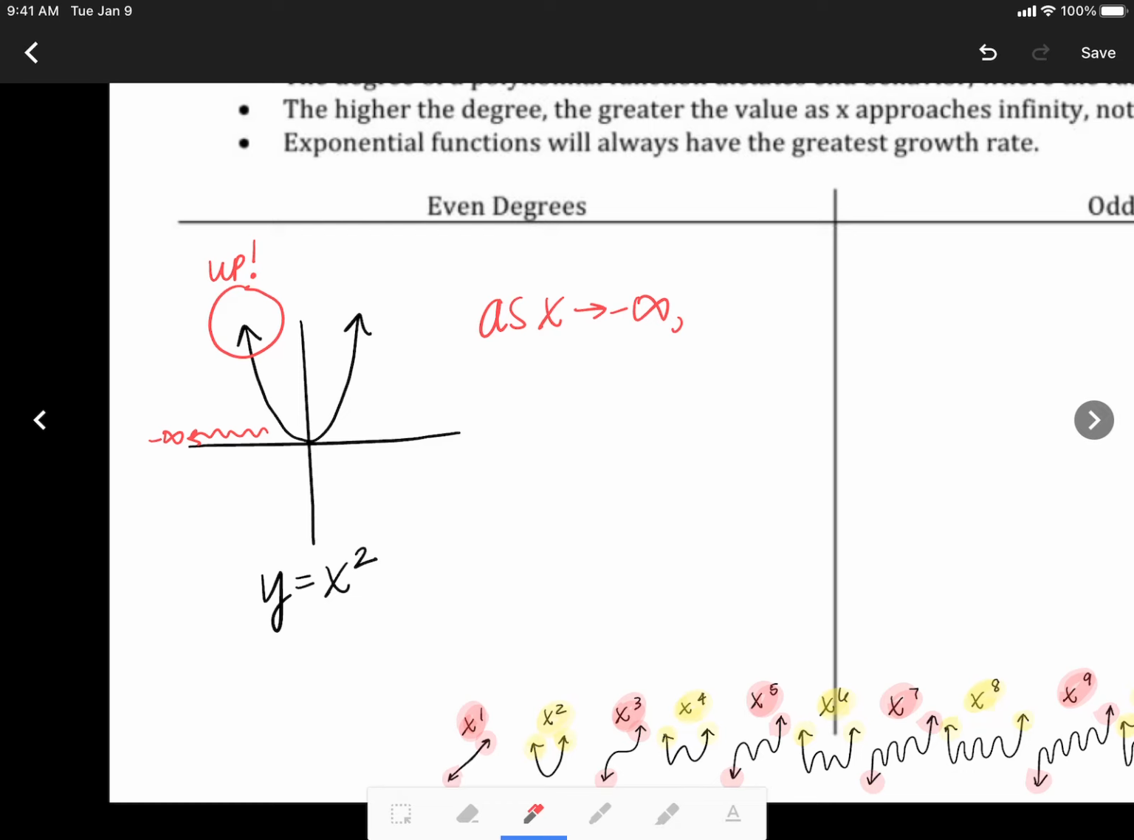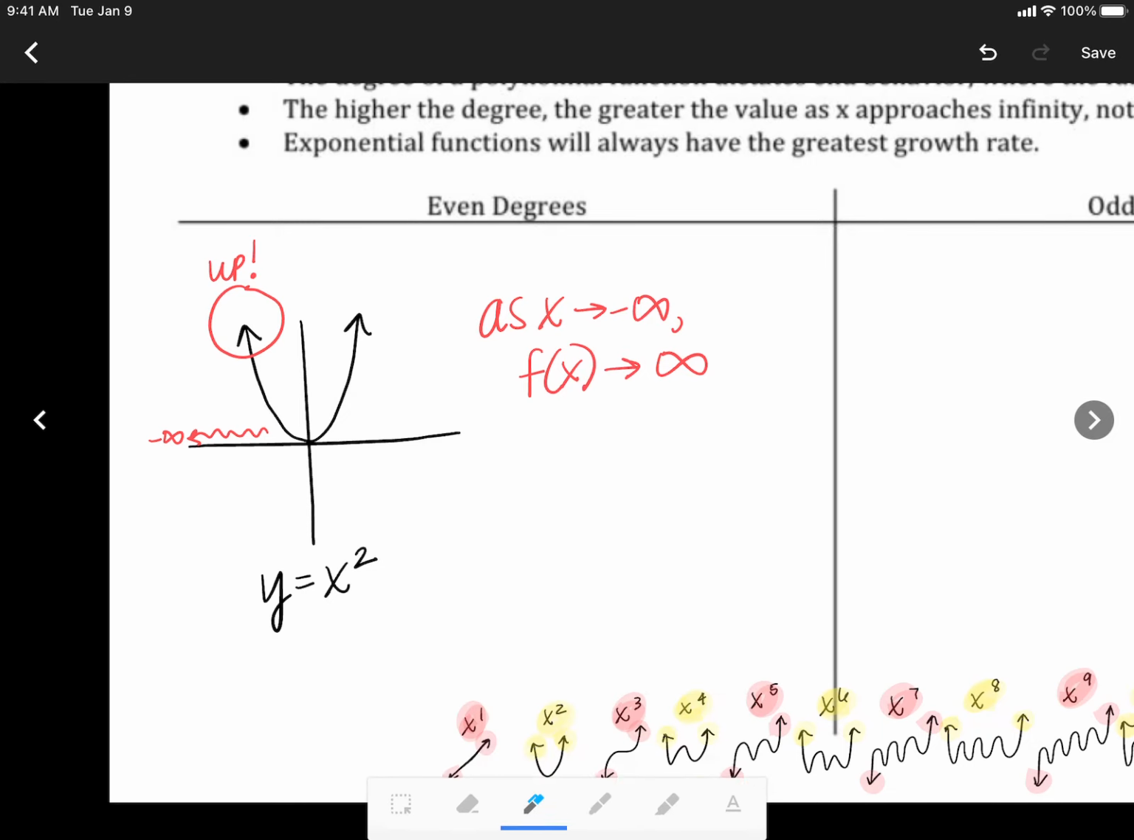But do we have some sort of a mathematical word or mathematical number that means it goes up forever and ever and ever? Infinity? Yeah, infinity. So as x goes to negative infinity, f of x, our actual function, goes to positive infinity. It goes up.